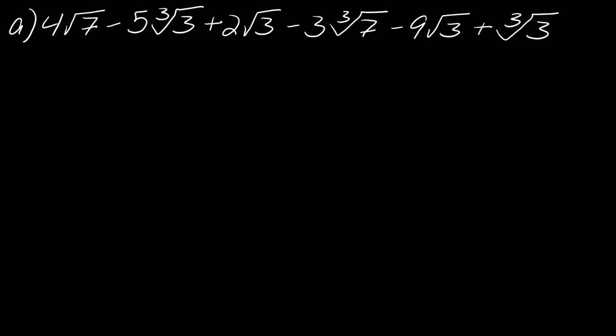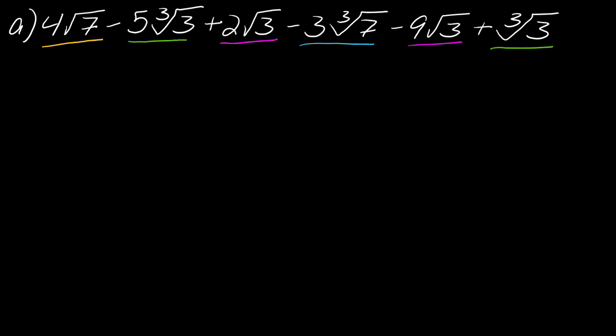Okay, so looking for my like terms here, or my like radicals. So I've got 4 times the square root of 7. I don't have that again, so that one's by itself. Then I have this cube root of 3, and I have this cube root of 3 over here, okay? And then I've got the square root of 3 and the square root of 3. And then here I've got this cube root of 7. So it just kind of depends on the problem how many like radicals you're going to have, so you just kind of have to think about it.